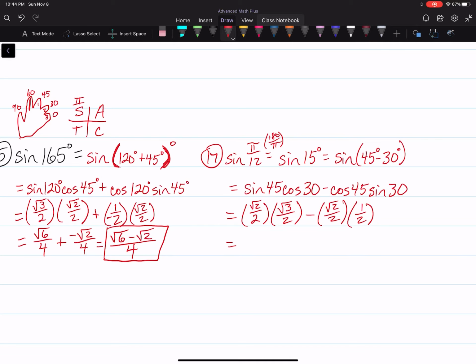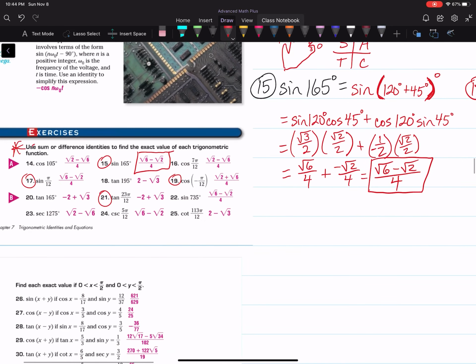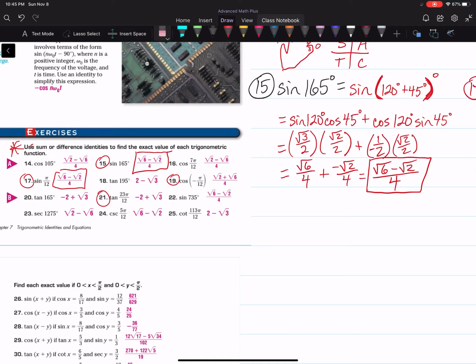I've basically got these memorized now, but you can use your hand or you can use the chart on the back of your cheat sheet to figure out these. So this is going to simplify to be the same answer we got on number 15. So square root of 6 minus the square root of 2 all over 4. Okay, and as you can tell, there's our answer. We got it right. Must be butter because we are on a roll.